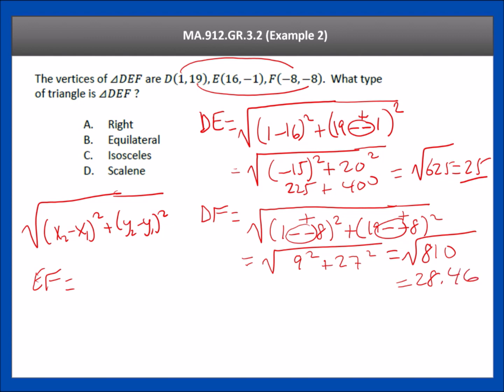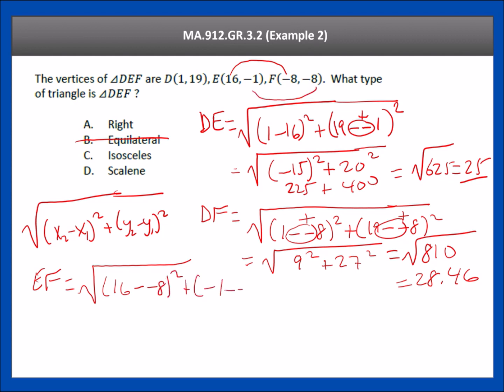All right, so let's do EF. So by the way, this indicates that it's not equilateral because the sides have to all be the same for equilateral, and this is clearly not the same. All right, so now let's look at EF. So the square root of 16 minus negative 8 squared plus negative 1 minus negative 8 squared.